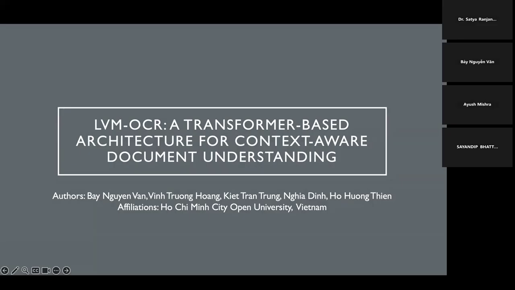I am very excited to share with you our article, our work that was just presented at an international conference in Indonesia, maybe a couple of weeks ago. It is about LVM-OCR, a transformer-based architecture for context-aware document understanding. We are from the Open University in Vietnam. In the next few minutes, we will explore how we are moving from simple text recognition to visual comprehension, especially in the medical field.